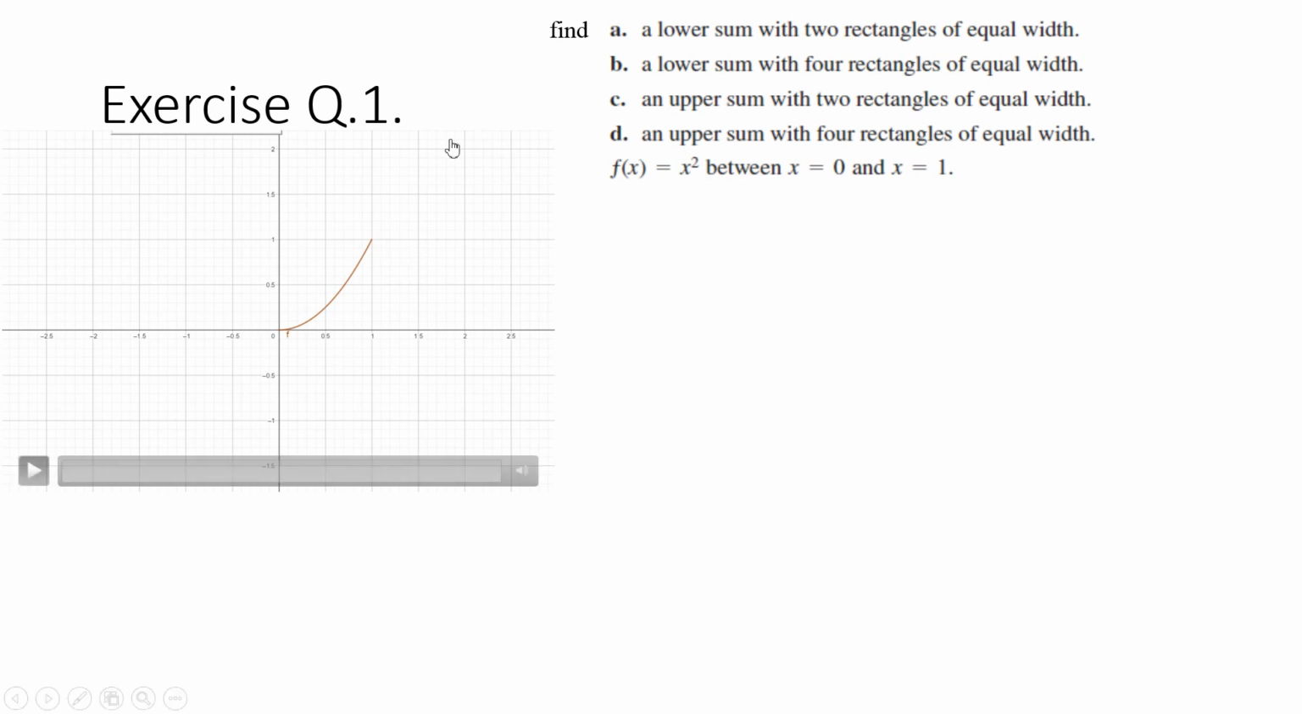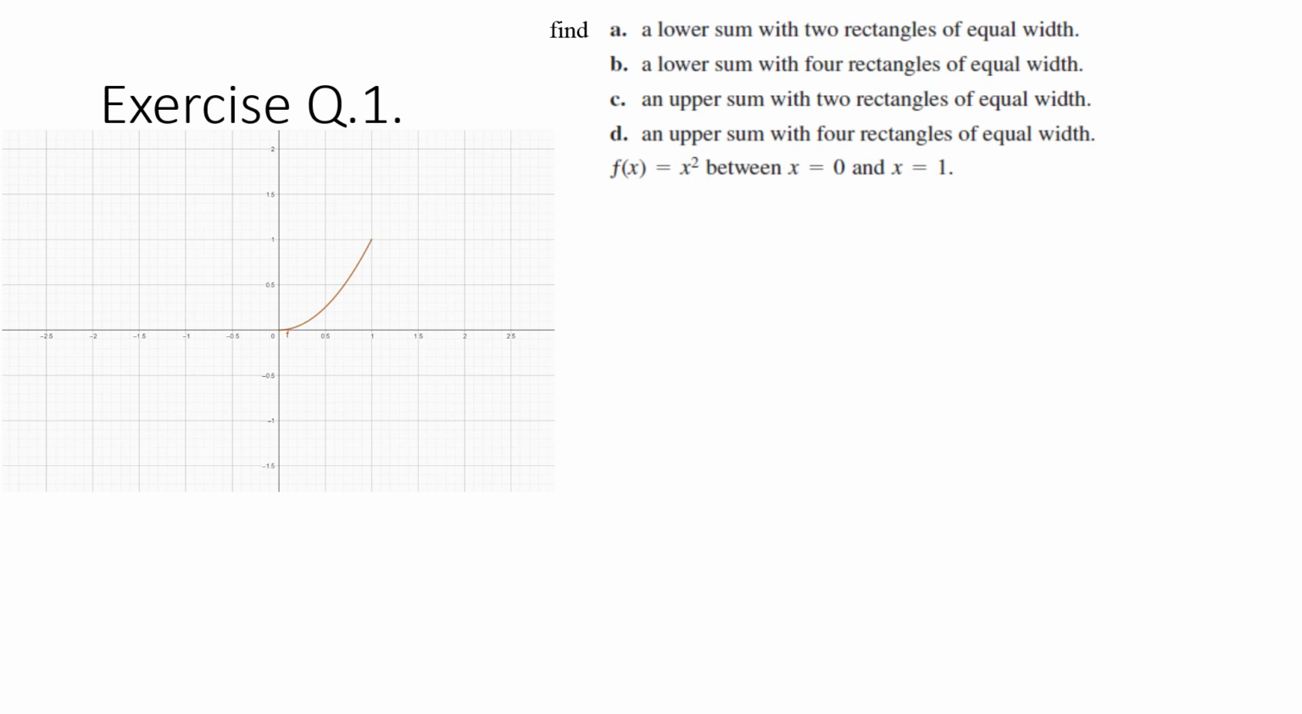This is question number 1 of exercise 5.1, and we have to find a lower sum with two rectangles of equal width, lower sum with four rectangles of equal width, an upper sum with two rectangles of equal width, and an upper sum with four rectangles of equal width. The function here is f(x) = x², and we have to find the area under the curve from x = 0 to x = 1. So this is the figure of f(x) = x² in the interval 0 to 1. So let's see how it works.